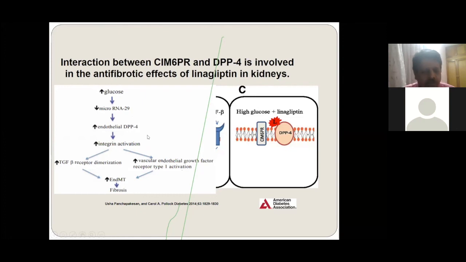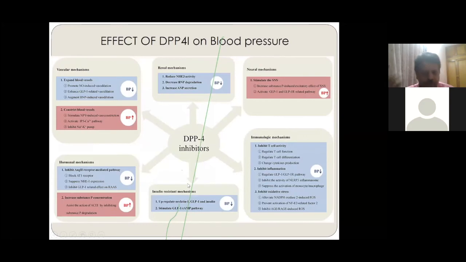You all know that even in the kidney, in hyperglycemia, DPP-4 expression suddenly increases almost to the tune of around 2 to 3 times. It increases the integrin activation, increases the TGF-beta signaling, increases the vascular endothelial growth factors, and increases fibrosis. So blocking this will reduce the fibrosis. So it will be beneficial.